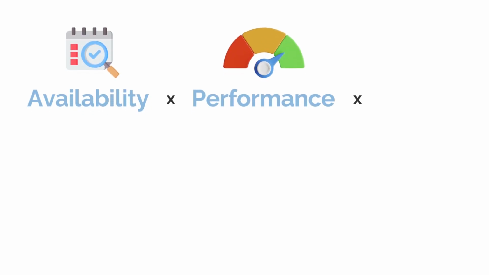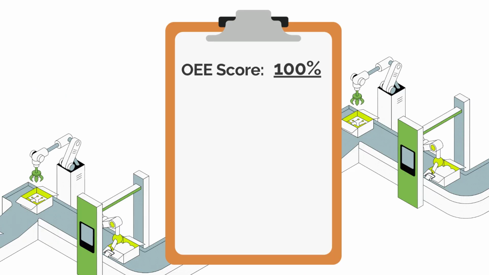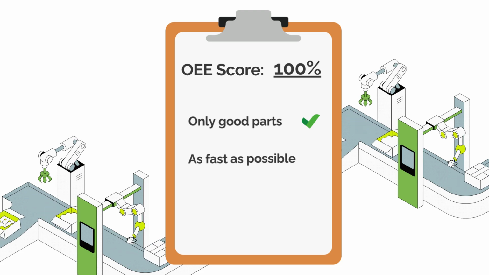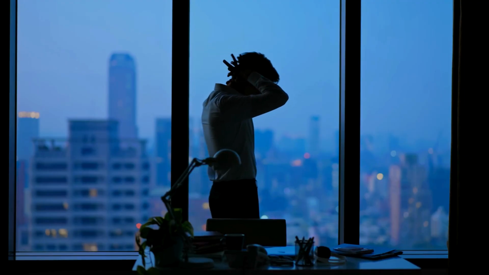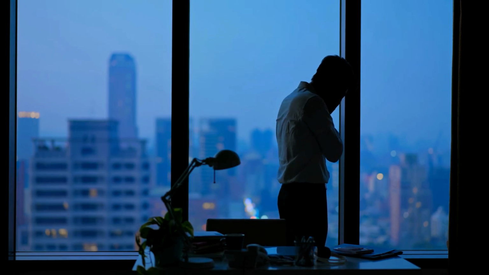When you multiply these three components, availability, performance, and quality, you get your OEE score. This single number shows you how effectively your equipment is being used across the board. An OEE of 100% means you're manufacturing only good parts as fast as possible with no downtime. But let's be realistic. An OEE of 85% is considered world-class in most industries. Low OEE scores can be frustrating, but they also offer a clear signal that something needs attention.